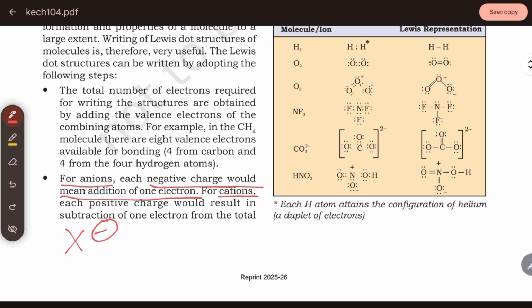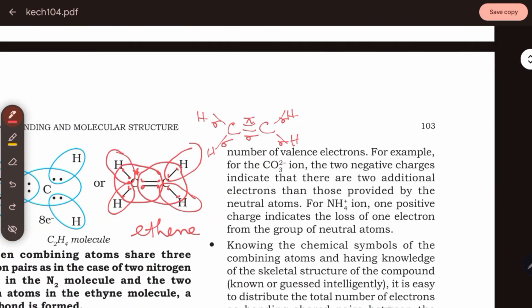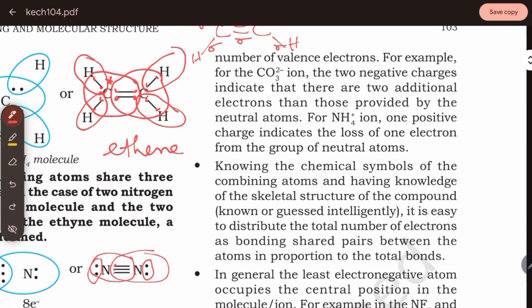For a cation, for each positive charge, it actually means subtraction, loss of an electron from the total valence electrons. Okay, so that is what we have seen. Suppose the CO3 2 minus ion. What is the name of this ion? The name of this ion is carbonate ion. So the two negative charges will be over the 2 oxygens. So there are 2 additional electrons. Oxygen is more electronegative, so it will be over 2 oxygens.